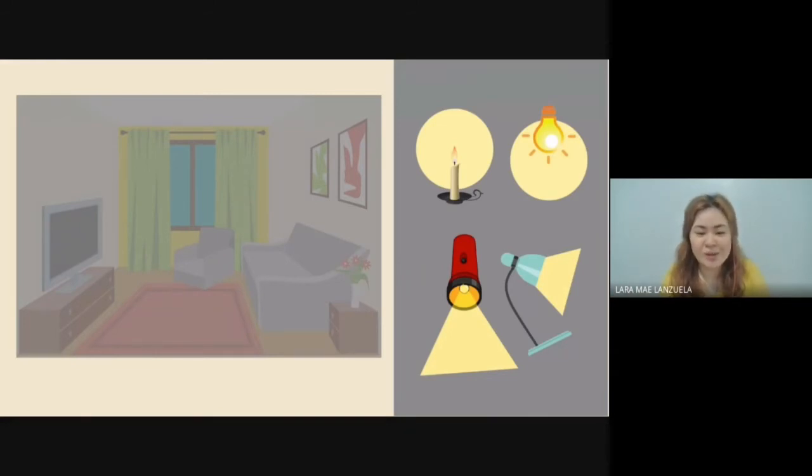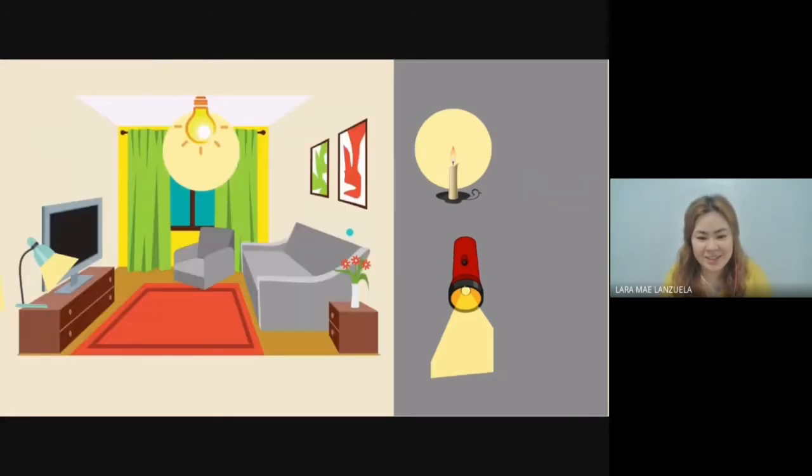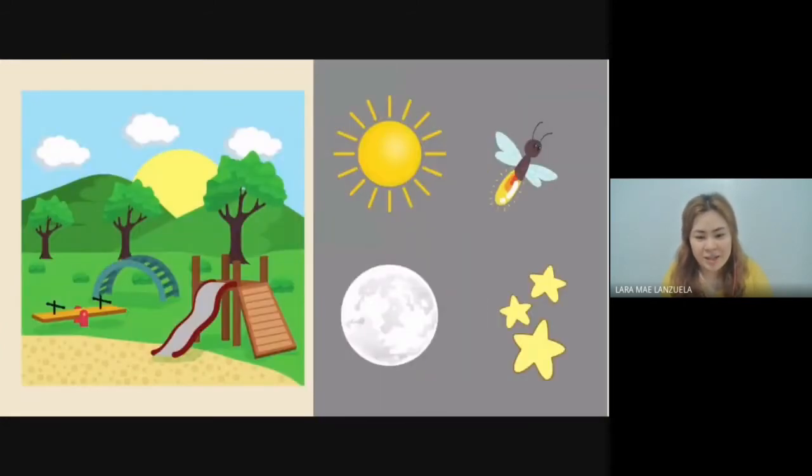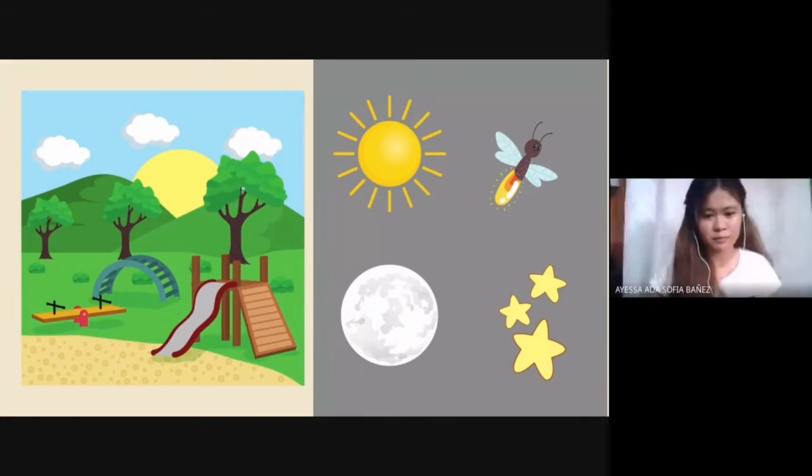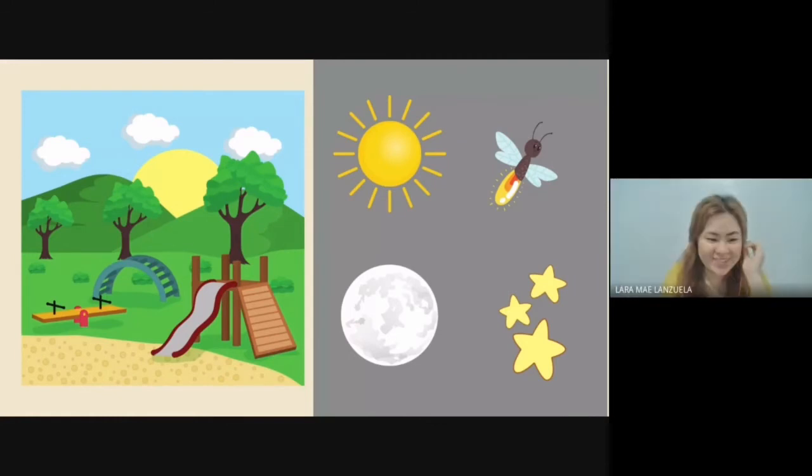So these sources of light also need current and batteries. So for the next one, this is the correct answer to the previous equation. So how about this? The next picture, what can you see? Playground. Okay, very good, Ayesa. So this is a picture of a playground. So now the playground, you can see everything because it is still daytime. So which among these lights on the right side is the one responsible for making us see everything in this playground during daytime?